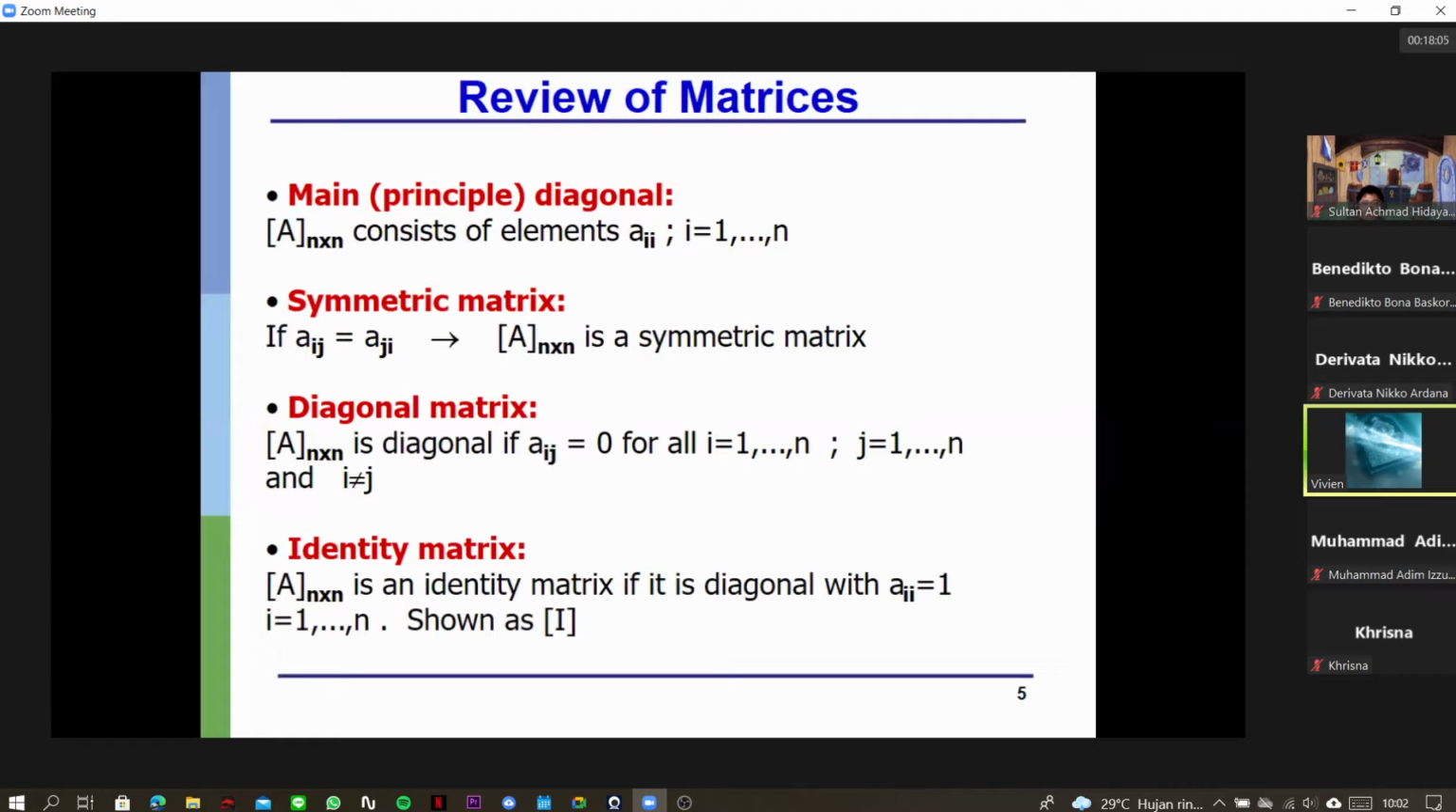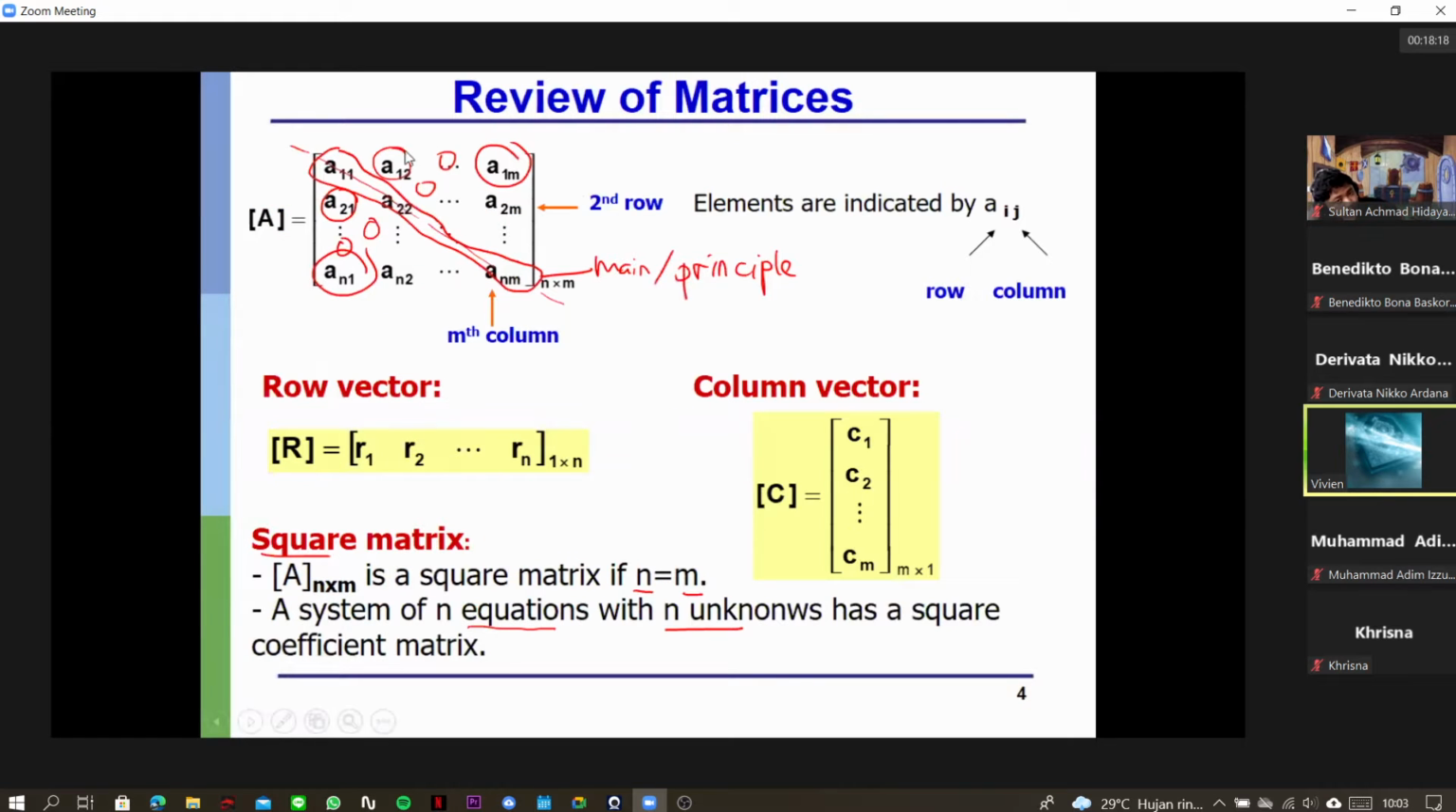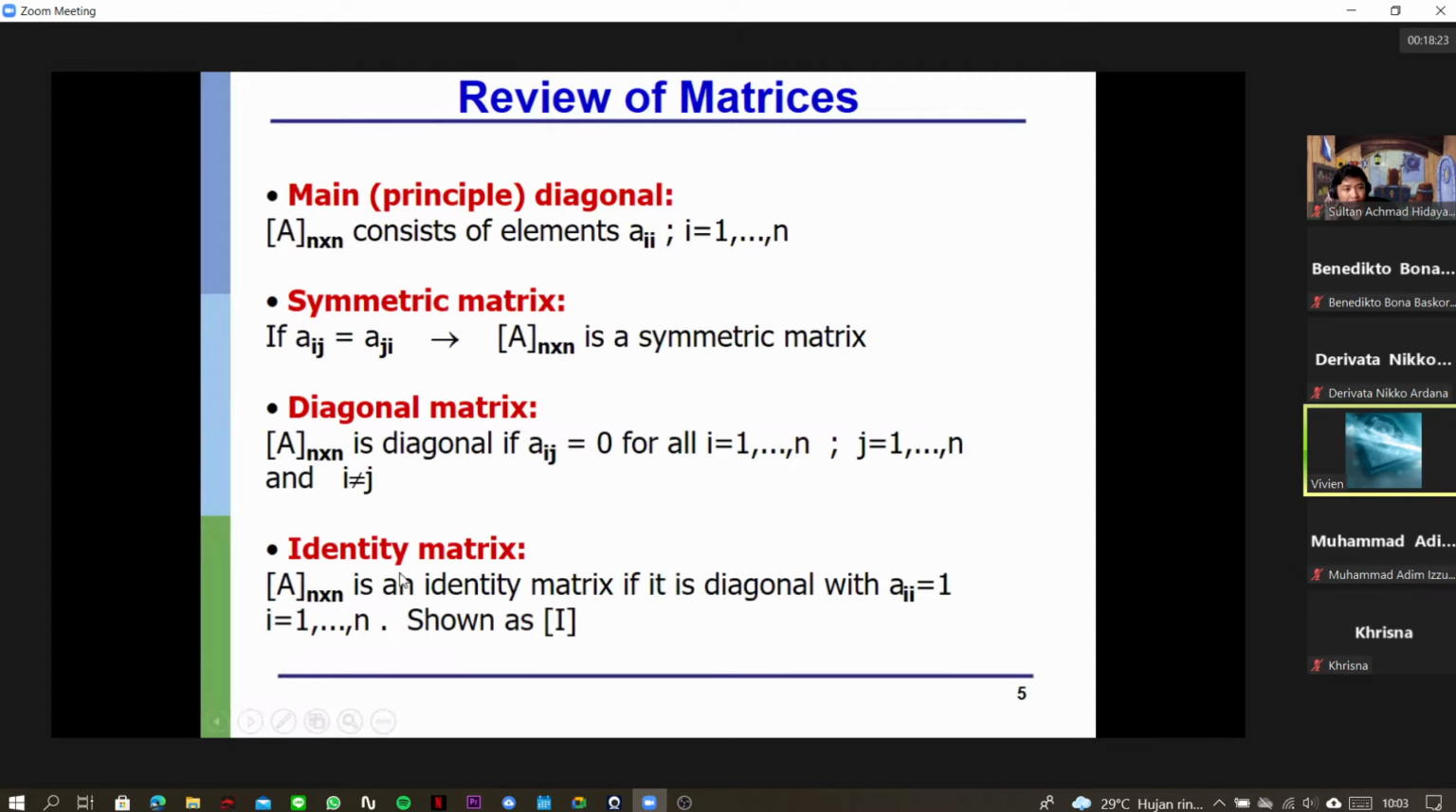And we have the term of a diagonal matrix, if the matrix contains all zero except the elements in the diagonal. So if we have a diagonal matrix, it means that all the values here will be zero except the diagonal elements. And we have the term identity matrix, if we have a diagonal matrix in which all the diagonal elements are one. This identity matrix is called I. This is the example of an identity matrix. So why is this called identity?